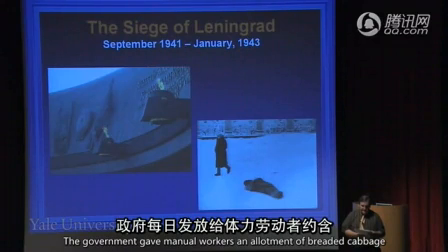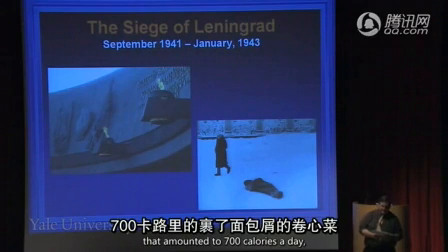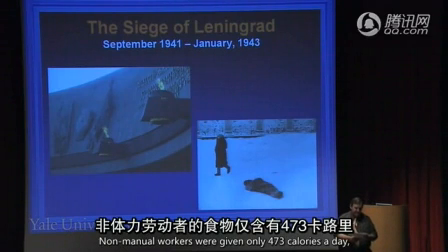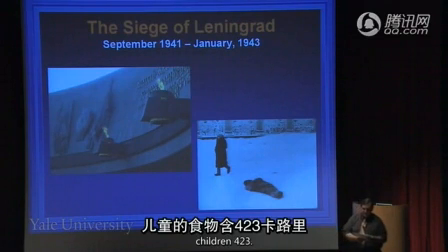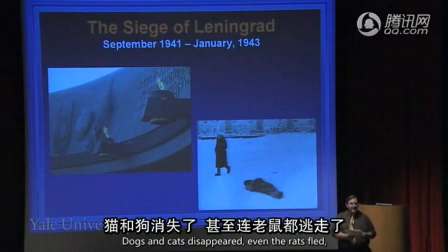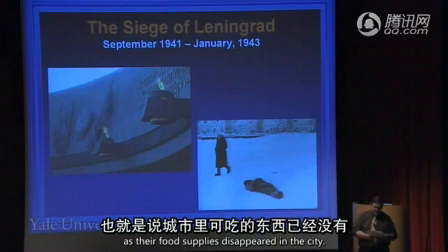The government gave manual workers an allotment of bread and cabbage that amounted to 700 calories a day, about a fifth of an adult's daily energy requirement. Non-manual workers were given only 473 calories a day. Children, 423. Dogs and cats disappeared. Even the rats fled as their food supplies disappeared in the city.